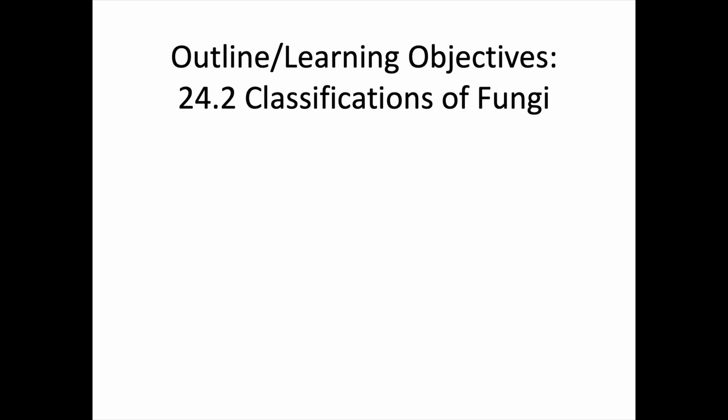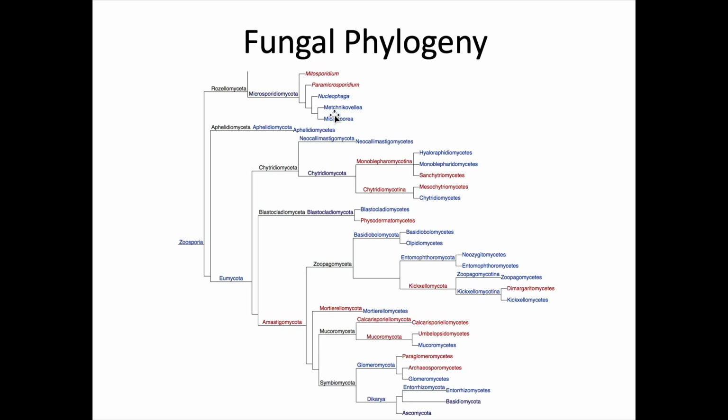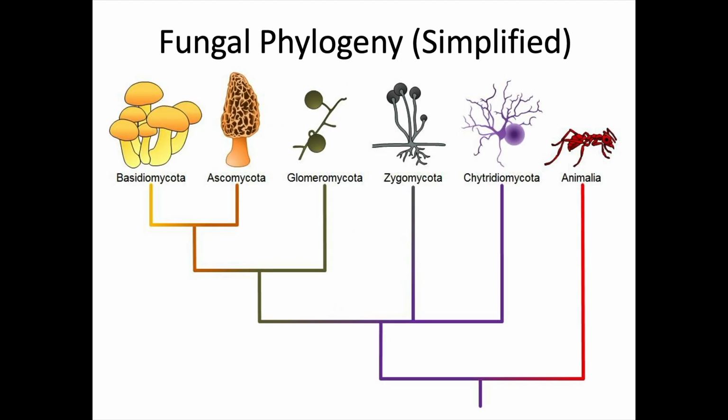So fungal phylogeny is, ooh boy, okay, there's a lot of stuff here. It looks pretty complicated, but we've got a simplified version. Here are 5 groups of fungi and animals over here too. We can break fungal phylogeny down into 5 major phyla. First up among these 5 fungal phyla is this group called Chytridiomycota.